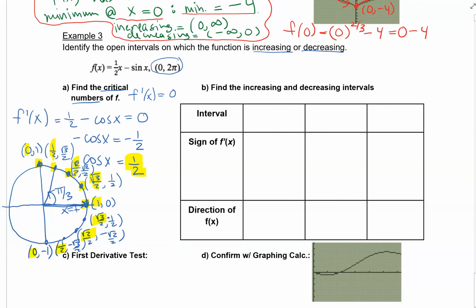So then the angle that gets to where cosine is 1/2 in quad 4 is 5 pi over 3. So those are the solutions to this, pi over 3 and 5 pi over 3. So those are my two critical points. So I'm going to take this interval, 0 to 2 pi, but split it up over pi over 3 and 5 pi over 3.